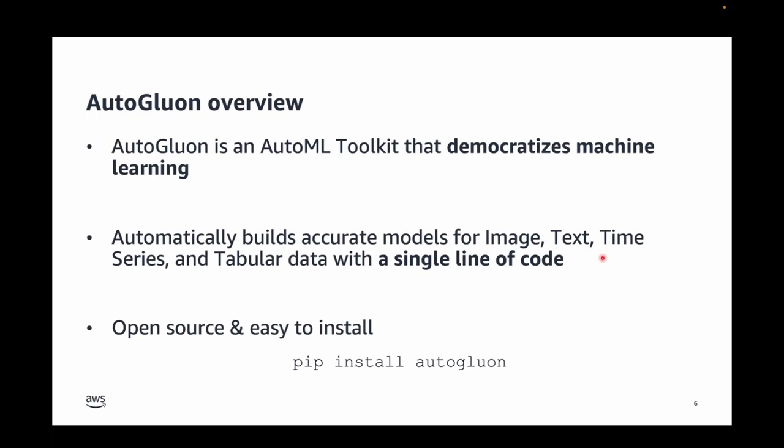The whole idea of AutoGluon is to make a small and minimalistic API, where with a single line of code, we can build accurate machine learning models for images, text, time series, and tabular data. And with this single line of code, we want to get results that are as good as what a typical data scientist would do in a few days of manually working with the data.